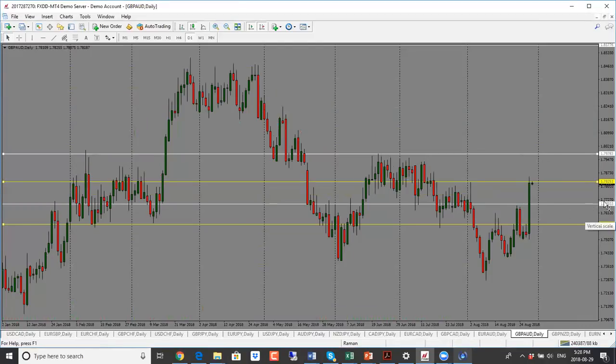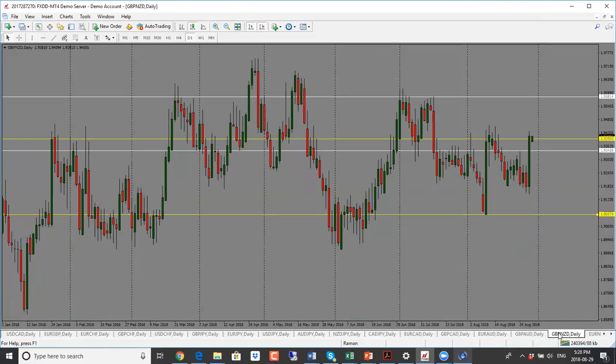So look towards the 1.7700 level for a pullback, or even into 1.7750 for a pullback before a move to the upside. Bias is bullish though. Next target would be the 1.7980 level.